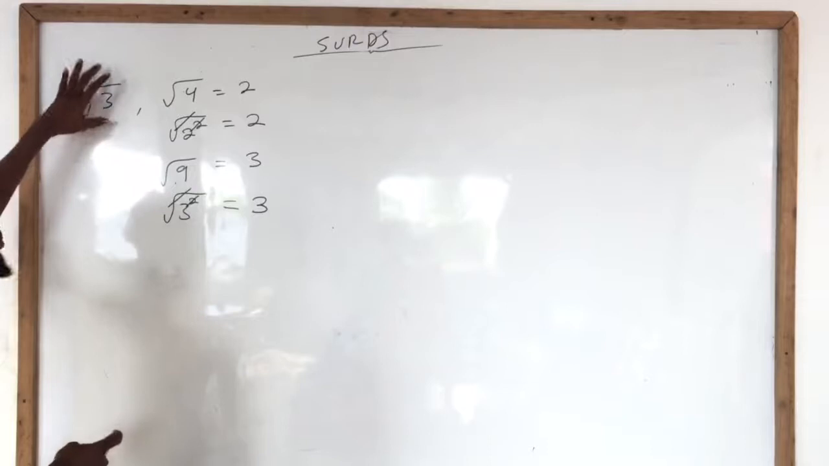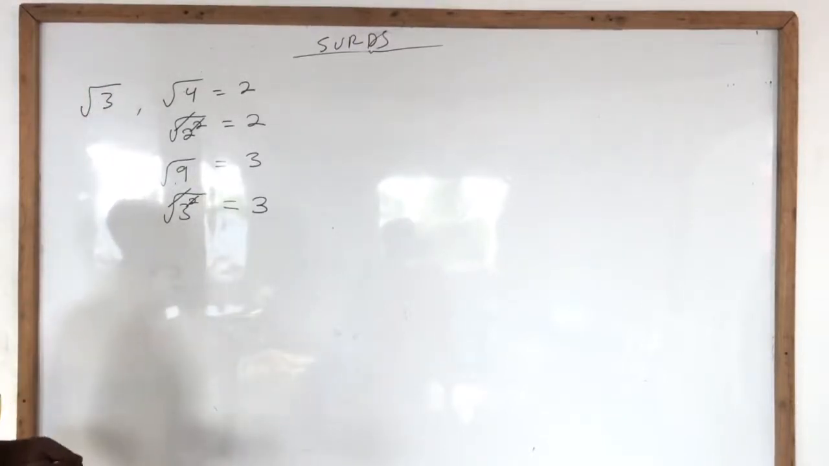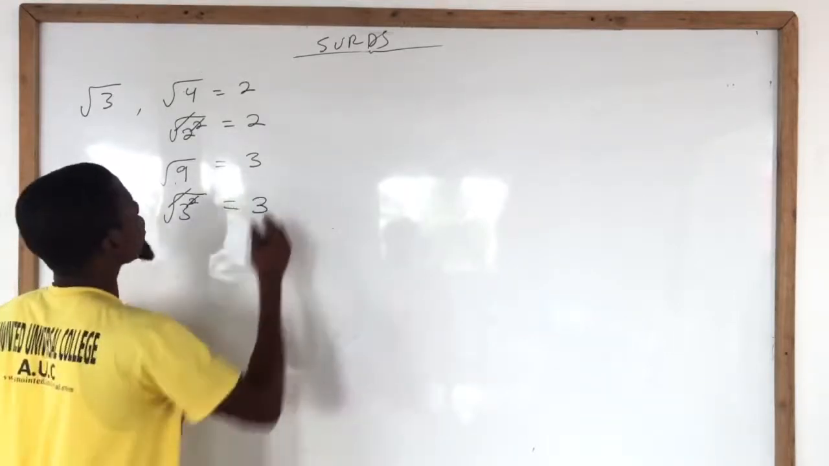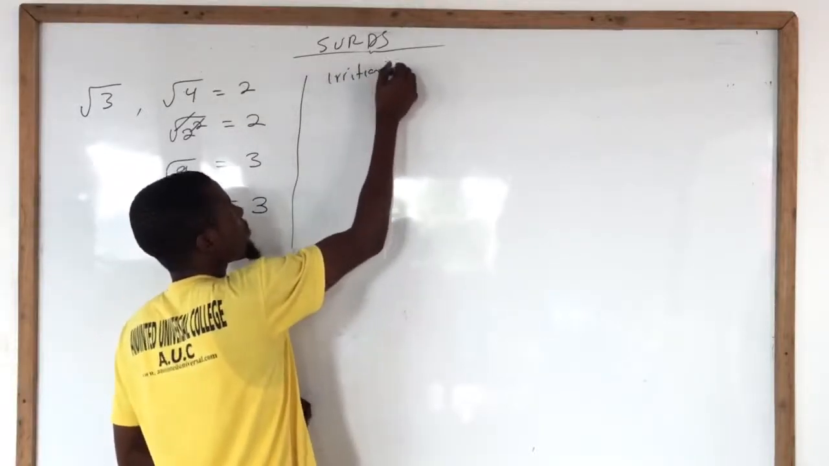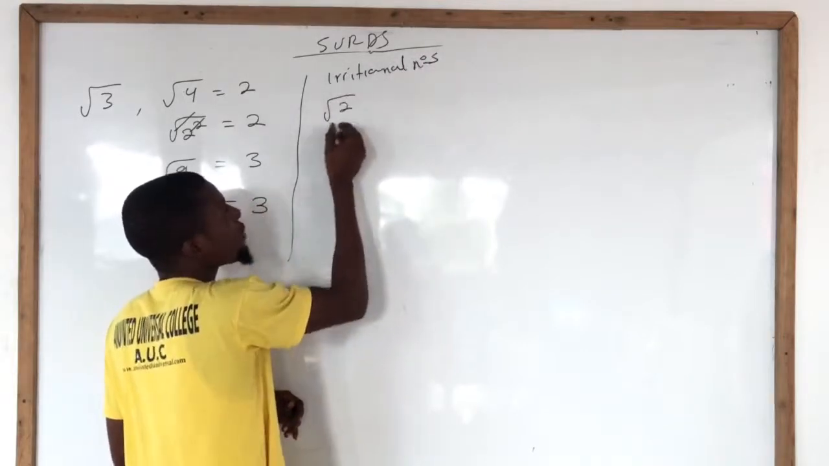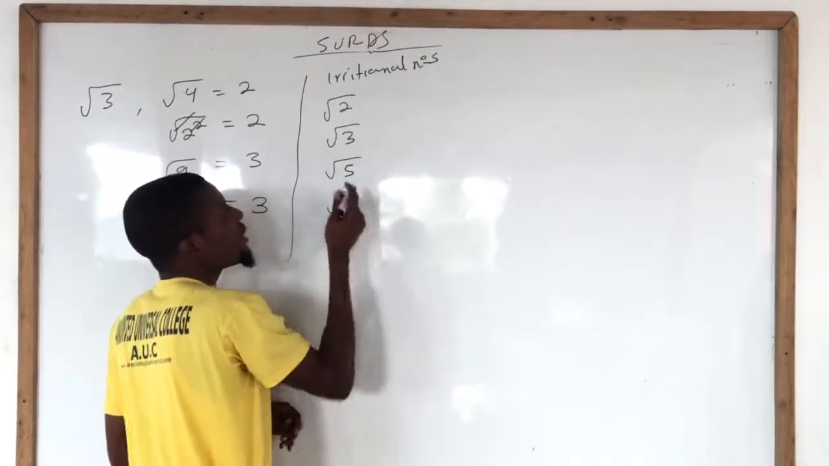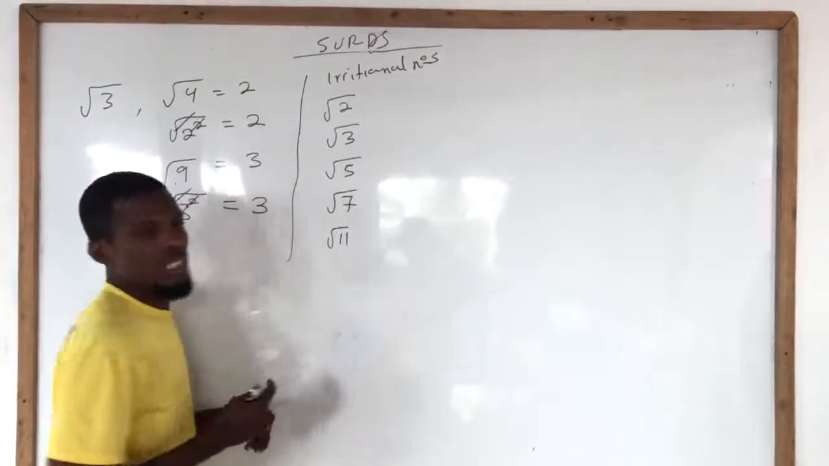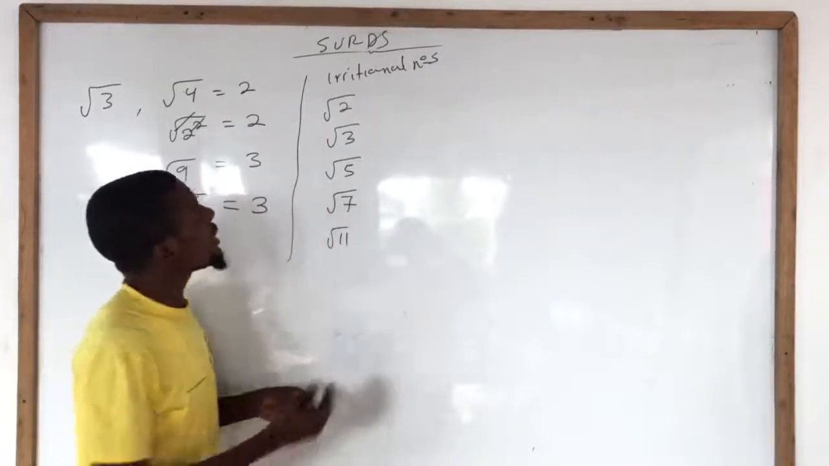And numbers that cannot be easily simplified from the square root, they are called irrational numbers, right? So a typical example of the irrational numbers, we can have root of 2, we can have root of 3, root of 5, root of 7. You realize that root of 11, you realize that all these ones cannot be simplified out of what? The square root, okay?